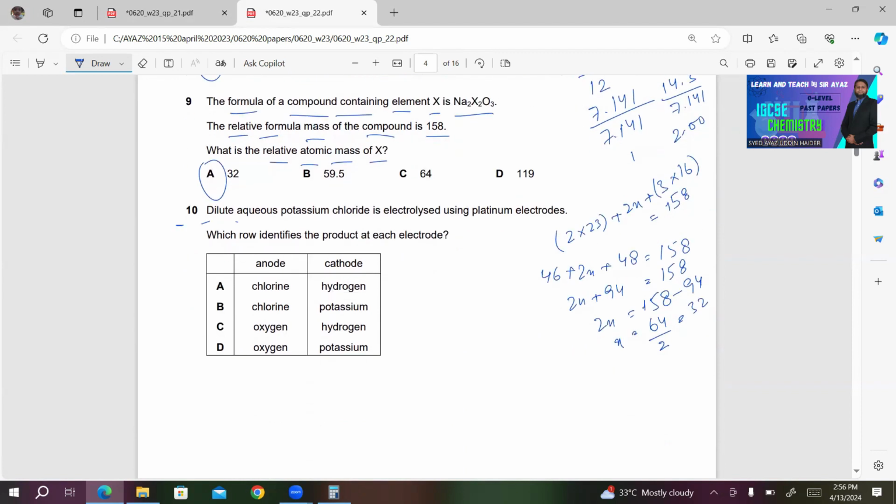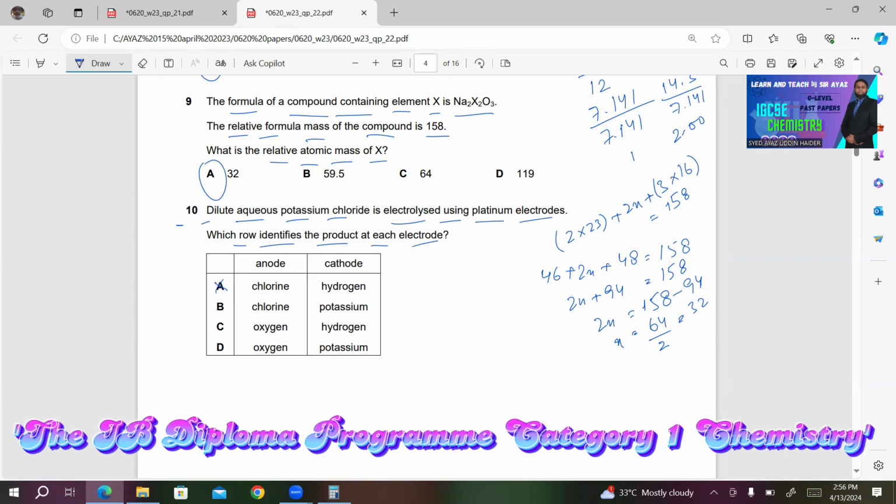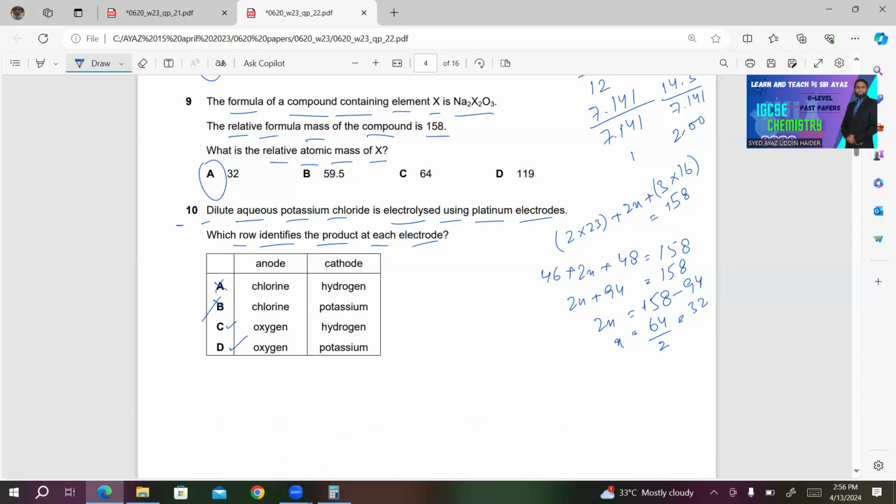Number 10, dilute aqueous potassium chloride is electrolyzed using platinum electrodes. Which row identifies the product at each electrode? So we have a dilute aqueous potassium chloride. So at the anode, we must get oxygen. So narrow down the choices. A and B are incorrect. Either C is correct or D is correct. What about the product at the cathode? At the cathode, we must get hydrogen, not potassium. So C must be the right answer for this question.